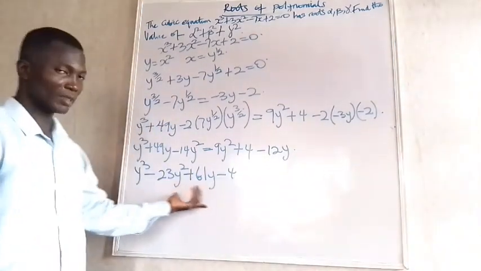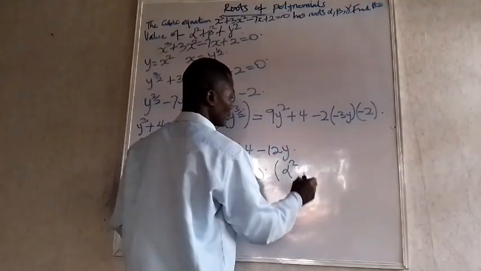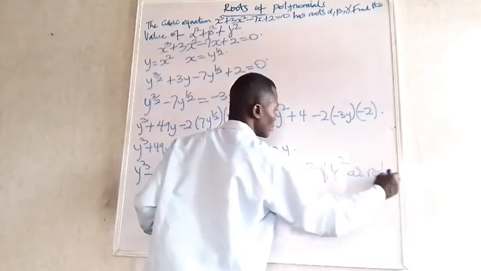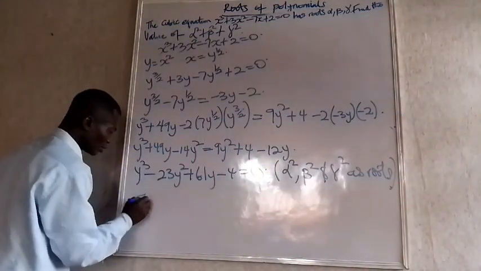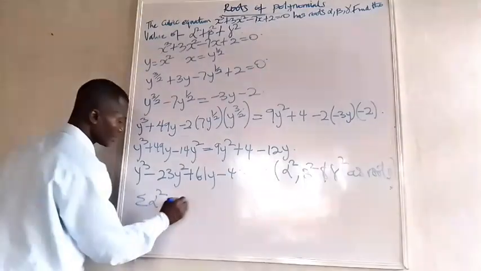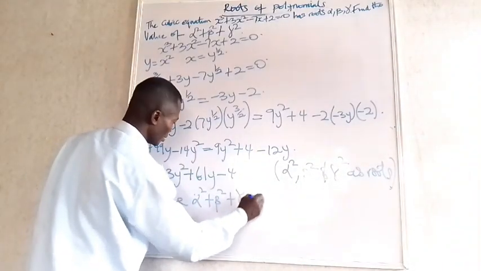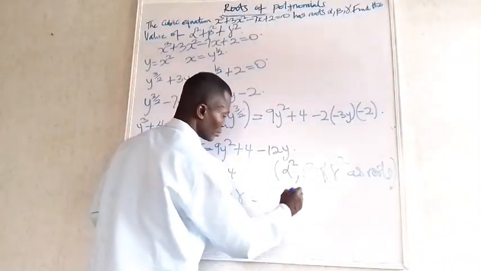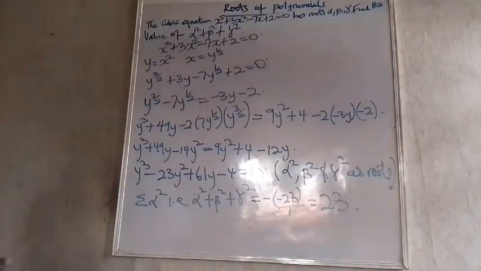So this is the equation with alpha squared, beta squared, and gamma squared as roots. From this, you can easily say summation alpha squared, that is alpha squared plus beta squared plus gamma squared, is equal to minus minus 23 over 1. That's 23. So you can see it is fun. Just know your way around all these things.